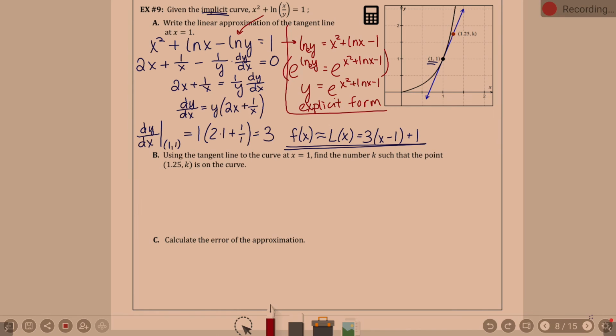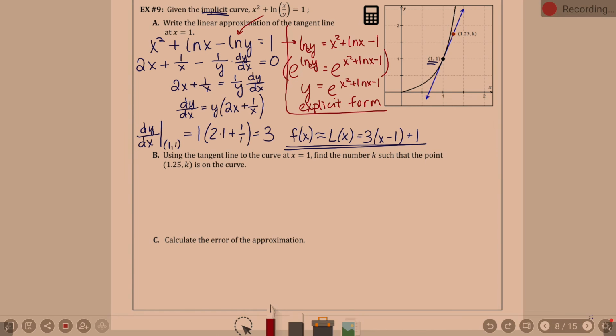Thoughts? You plug 1.25 as y. As what? As y. Not as y. Oh, as x. As x. Basically, guys, you're plugging 1.25 into this equation as x, and my equation then will equal our y value, which is what they're wanting us to find. They're wanting us to find k, but that's really just our y value.